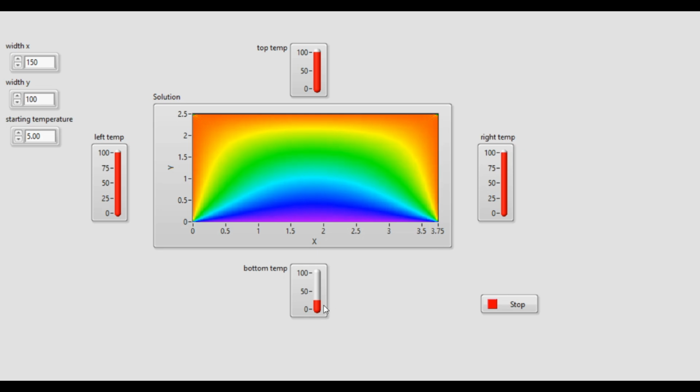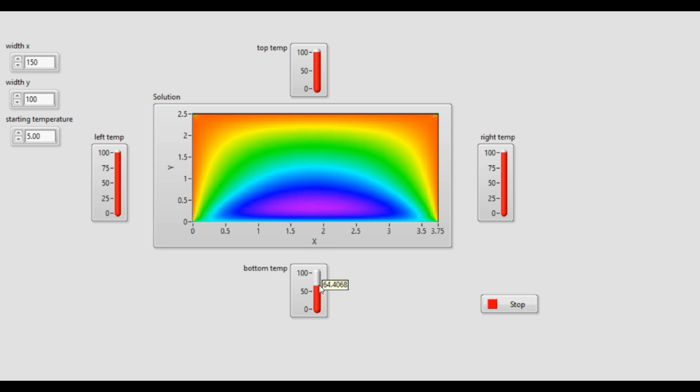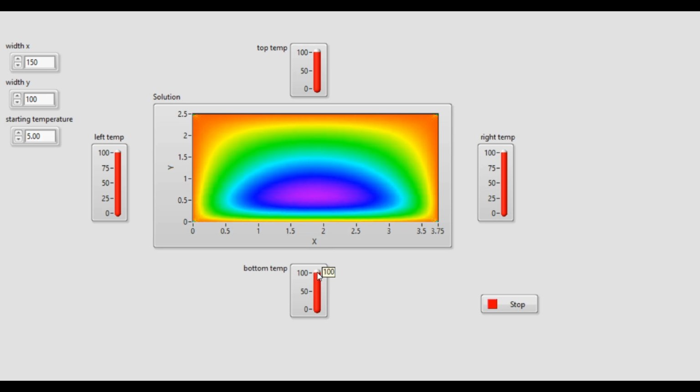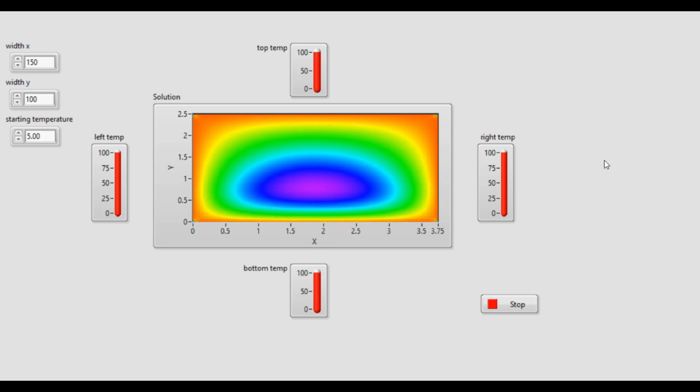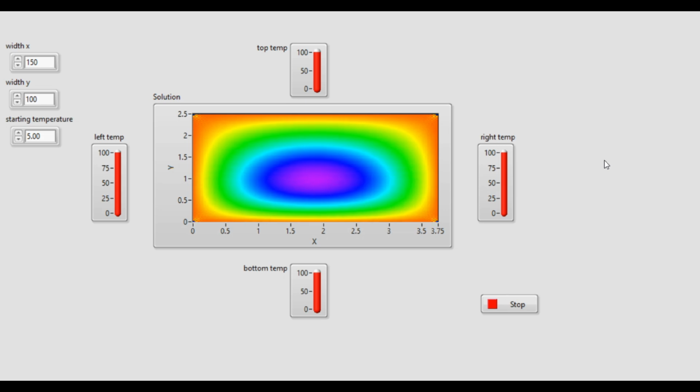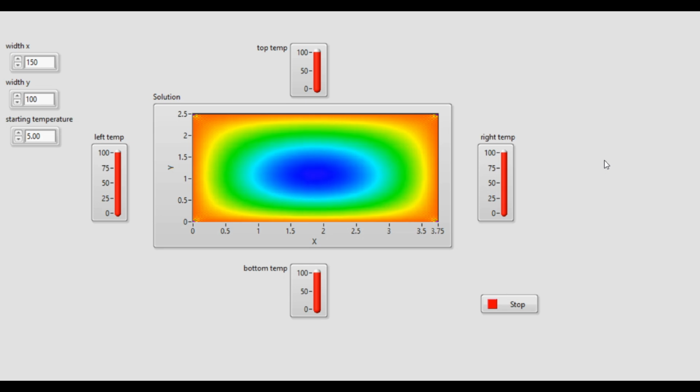Observing heat distribution. Once we apply these temperatures, the heat will start to flow from the hotter sides to the cooler ones. Here's what happens. 1. Initial stage. At first, the areas near the hotter sides will heat up quickly, while the areas near the cooler sides will remain relatively cool.